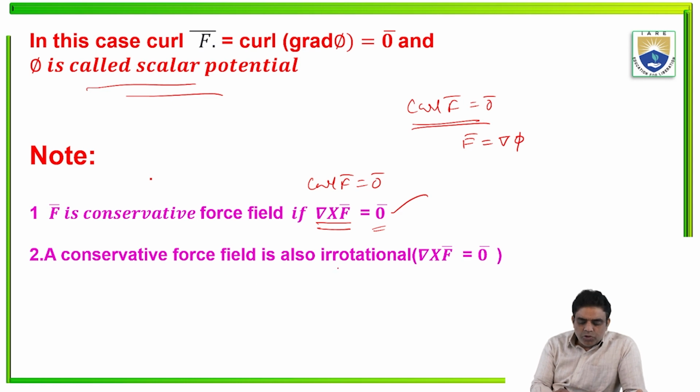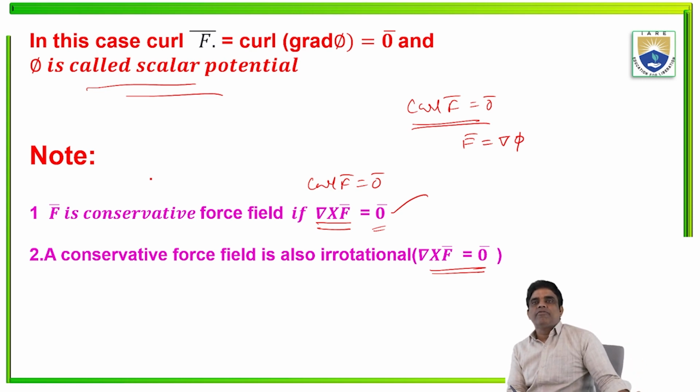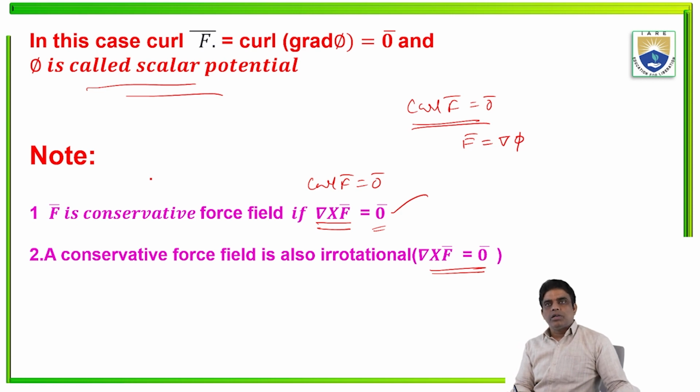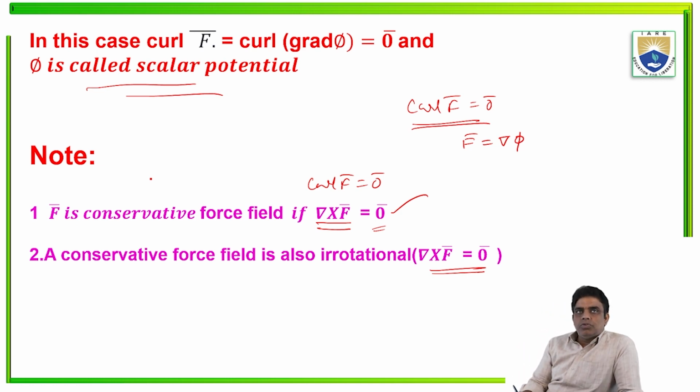So a conservative force field is also irrotational. Irrotational means del cross F bar is equal to 0. So in all the cases, you need to calculate whether curl F bar is equal to 0 or not. That you have to verify to find whether the vector is a conservative force field or not. So finally, I can say that to find the line integral, we need to calculate F bar dot dr bar along the curve C. The curve C may be a closed curve or some path like that.